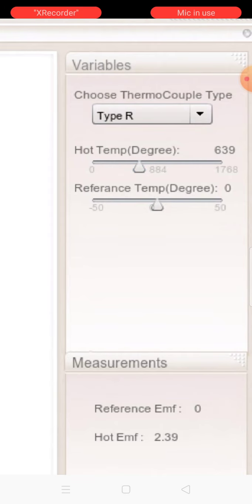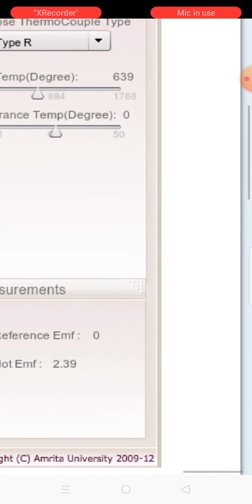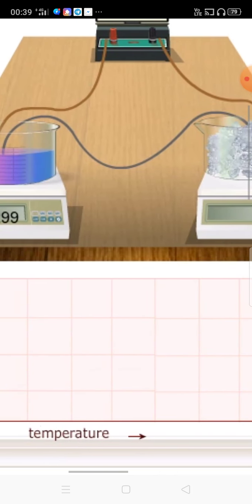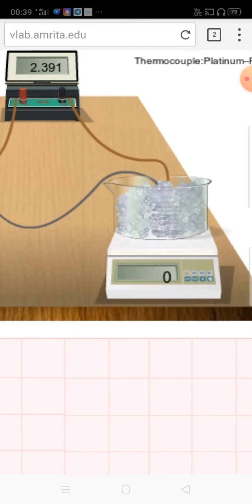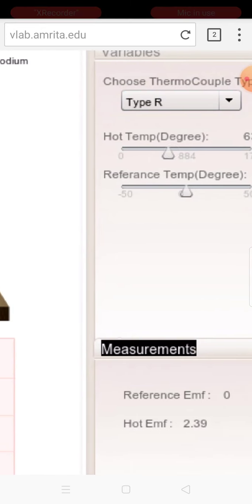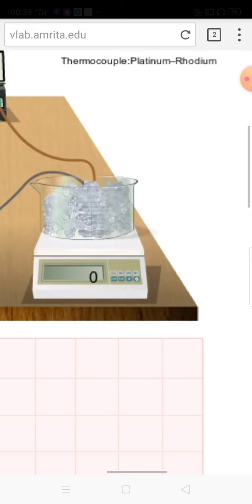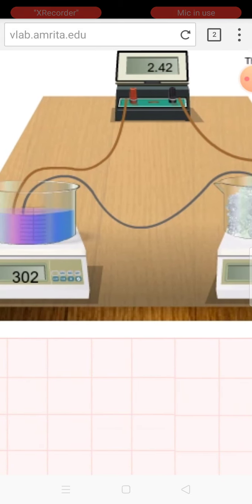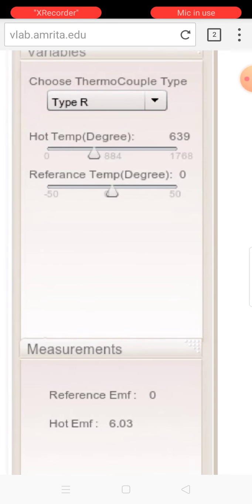Use the slider, see it is coming to 639. Naturally the value cannot change immediately if you do not use the measurement. Now you notice what happens. Just pay your attention. Double clicking, it will work. The temperature is changing very fast. Unless it finds the temperature which I selected, it will work. And now it is 639 hot junction, and 0 is the cold junction primarily selected.